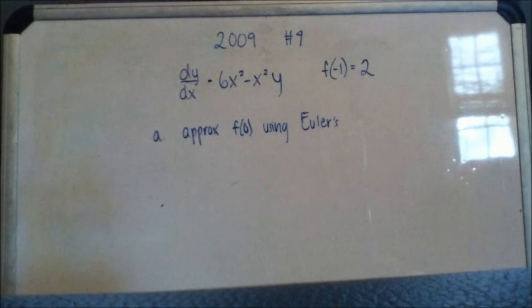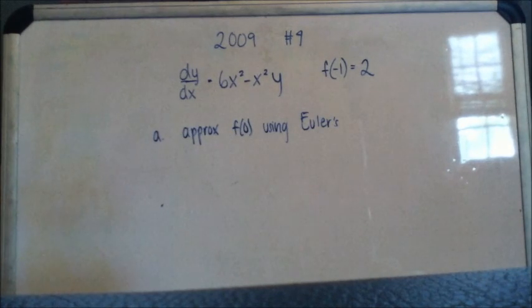Okay, so we're going to be talking about the Calculus BC 2009 FRQ question number 4. And the first thing to notice is that it is a non-calculator question. It reads: consider the differential equation dy over dx equals 6x squared minus x squared y. Let y equals f of x be a particular solution to this differential equation with the initial condition f of negative 1 equals 2.